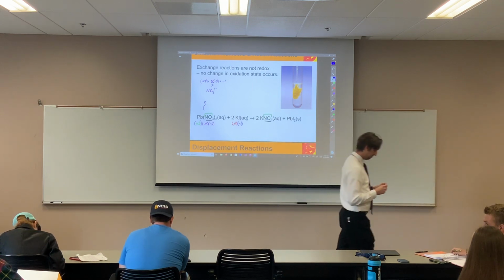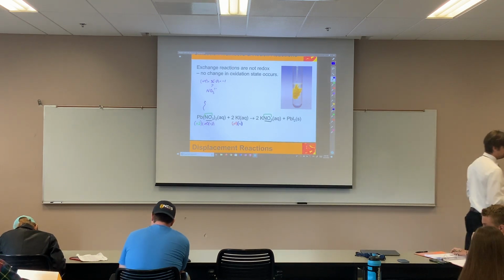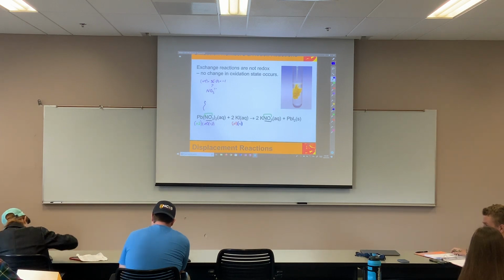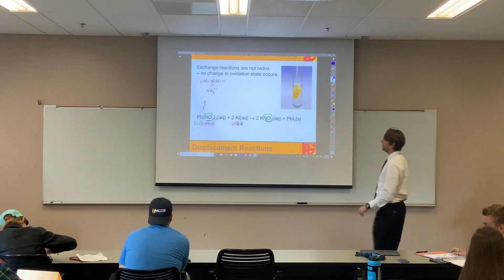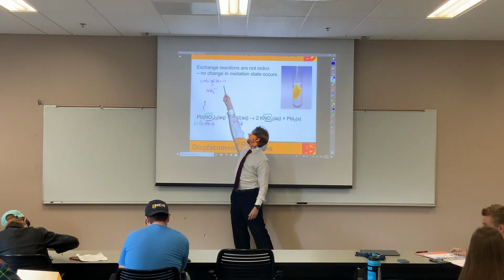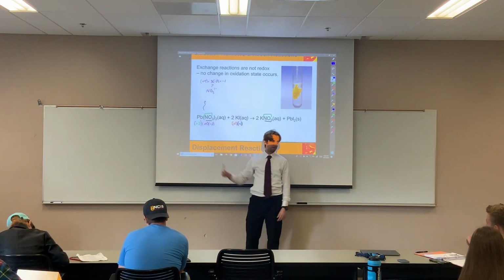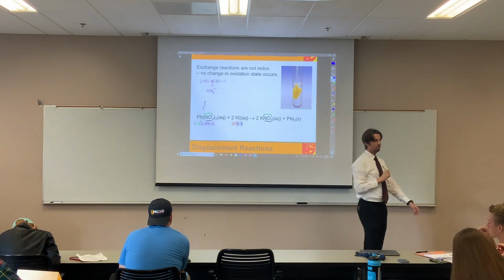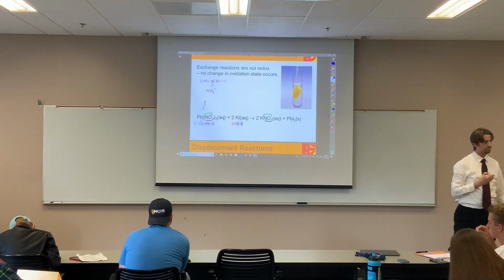Why is lead +2? Because the nitrates here are all equal to -1, so we have to balance it out with whatever the lead is. And it goes with 2 nitrates? Mm-hmm.